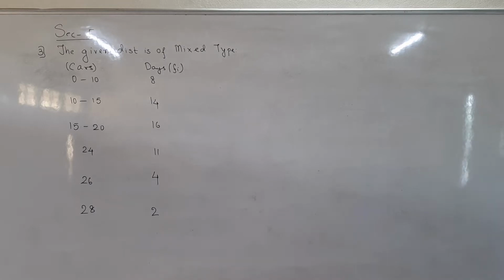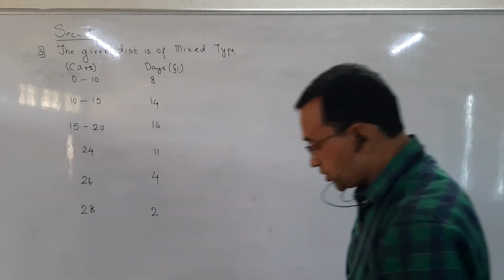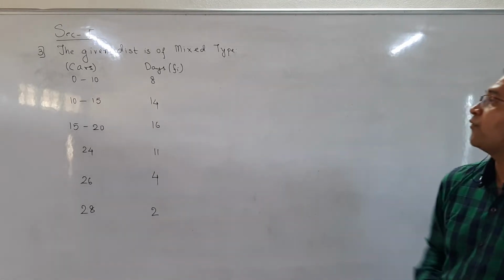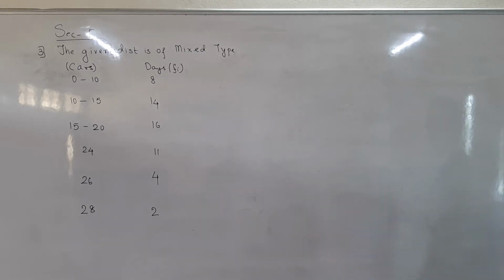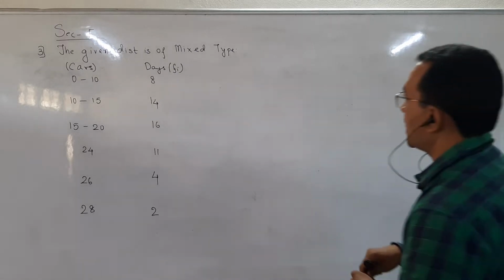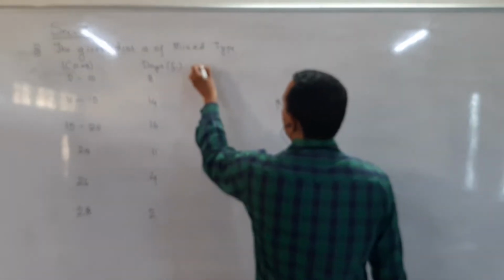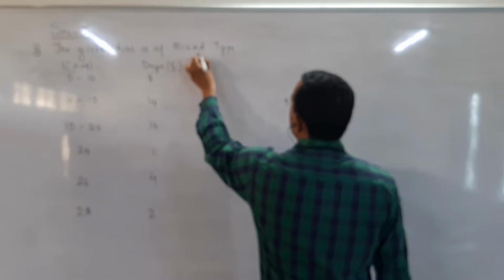Now students, all of you concentrate. Here it has been reiterated, use an appropriate formula, and we have to find, students, mode for number of cars sold. So whenever we have a mixed type of distribution, students, we have to use an empirical formula given by Karl Pearson. So first of all, I find mid value xi.